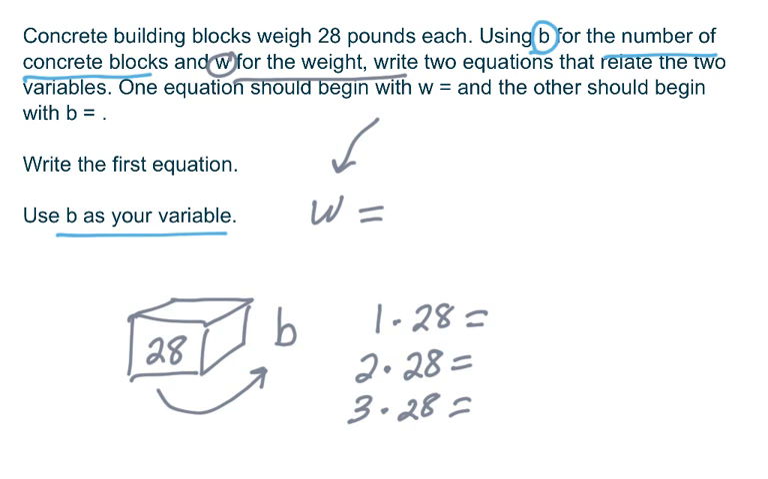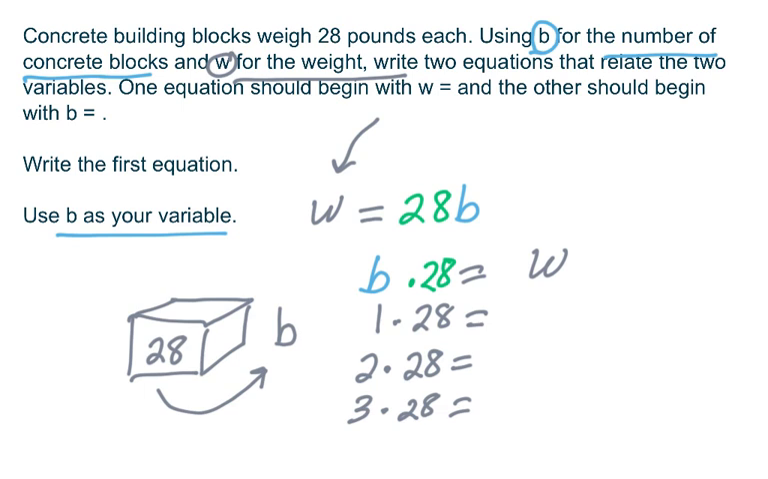So what I see is that for each of these, the weight is equal to the number of blocks, which is B, multiplied by the weight of one block, which is 28 pounds. So now I can start to build this equation where I say, well, the weight is equal to 28 times the number of blocks. That's the equation that we were supposed to build.